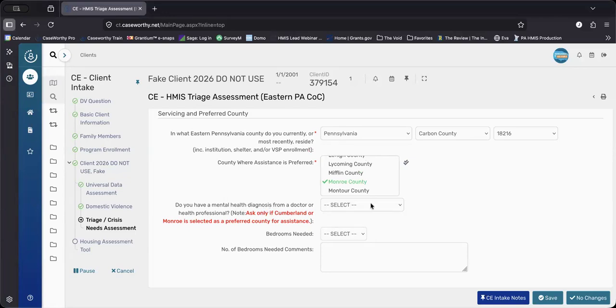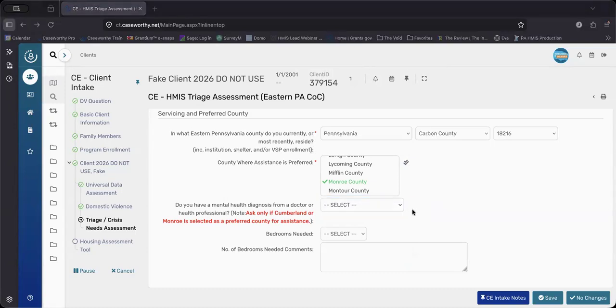So it's now optional. That means that if they prefer to live in Cumberland or Monroe potentially, then you would ask the question. You would record the answer: yes, no, or client prefers not to answer. Otherwise, you can completely skip this question and leave it at select. If you feel the need to answer every question, it would be preferable to record client prefers not to answer rather than data not collected, although it's really fine just to leave it as is and skip over it if they are not interested in residing in Cumberland or Monroe counties.